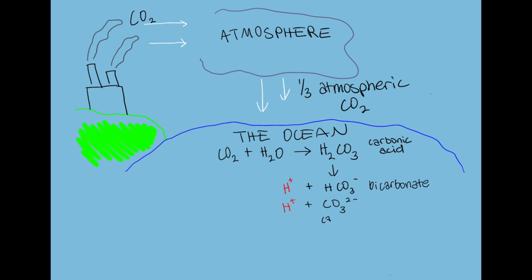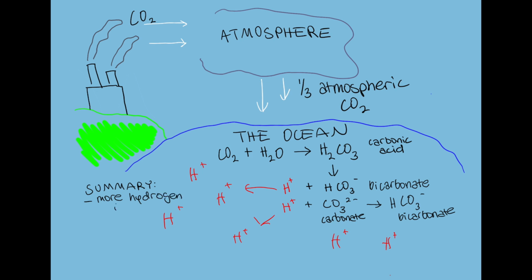Once dissolved into the ocean, CO2 reacts with water molecules to form carbonic acid. This carbonic acid then further breaks down into bicarbonate and carbonate ions. These new forms of carbon contain more hydrogen ions, which increases the ocean's acidity. Ocean acidity has increased about 25% from pre-industrial times to the 21st century, a pace faster than any other time in Earth's geologic past.